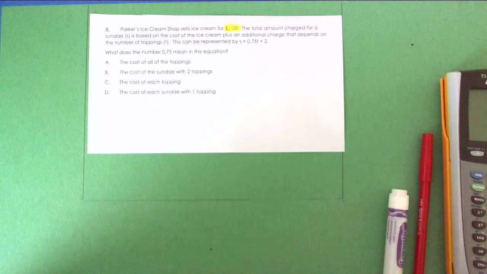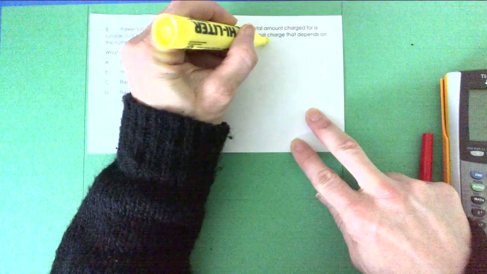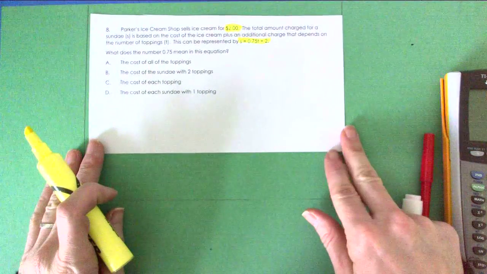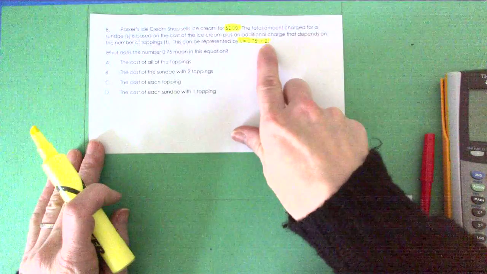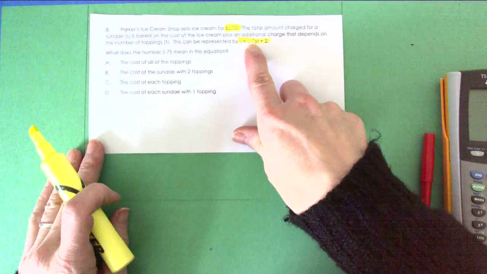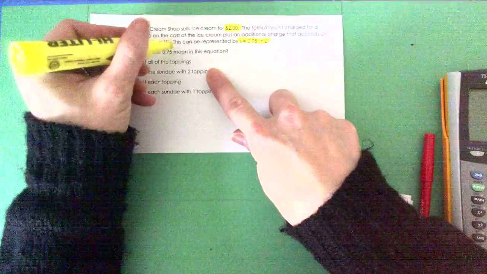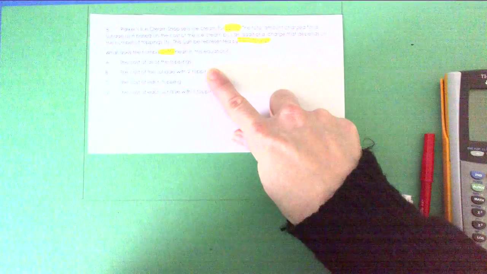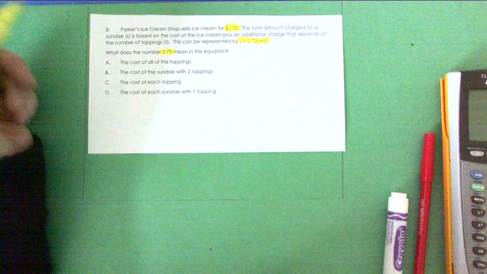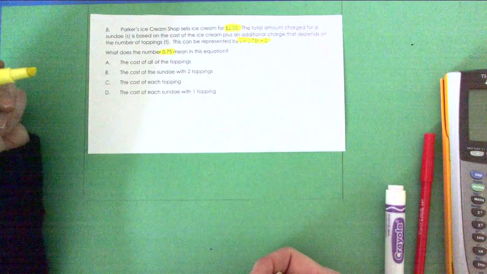This can be represented by S, I'm assuming S for sundae, cost of the sundae, is equal to 0.75 times T plus 2. So they're taking that $2 flat fee for the bowl of ice cream, and they're adding 75 cents times T. And they want to know, what does the number 0.75 mean in this equation? Okay, the cost of all the toppings, the cost of the sundae with 2 toppings, the cost of each topping, or the cost of each sundae with 1 topping.